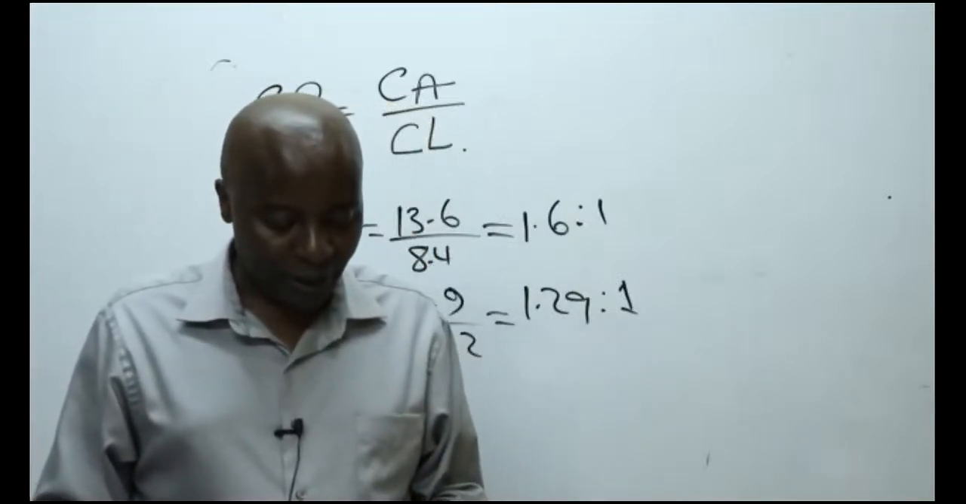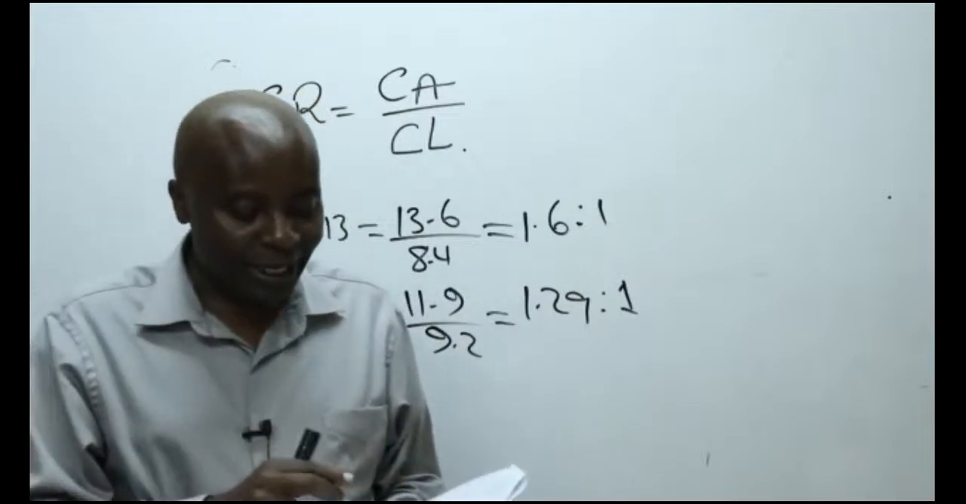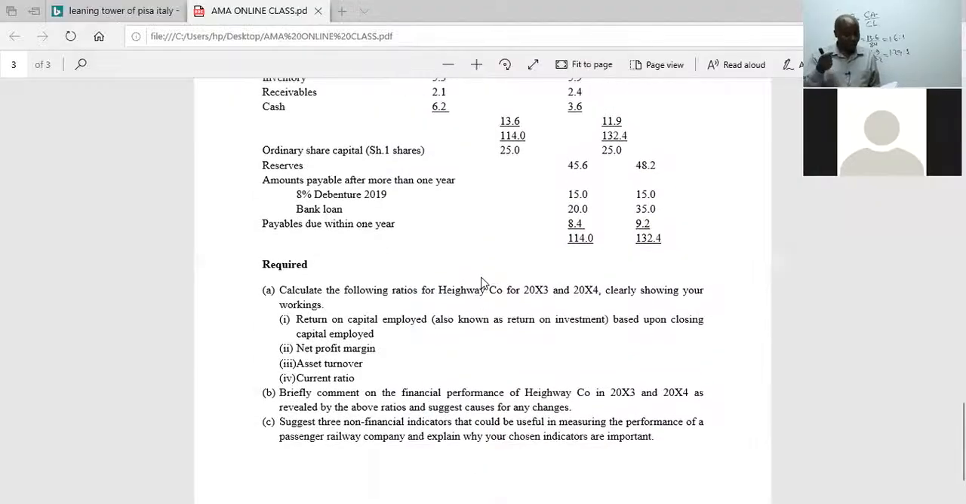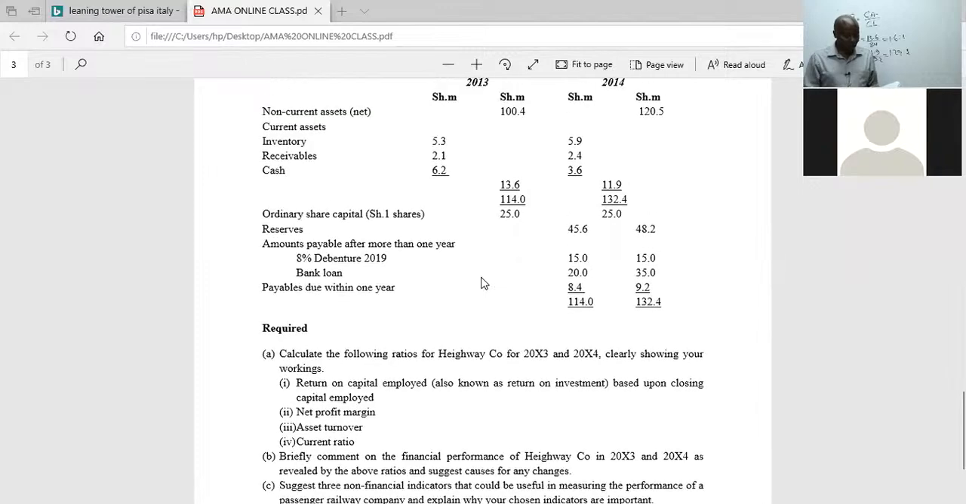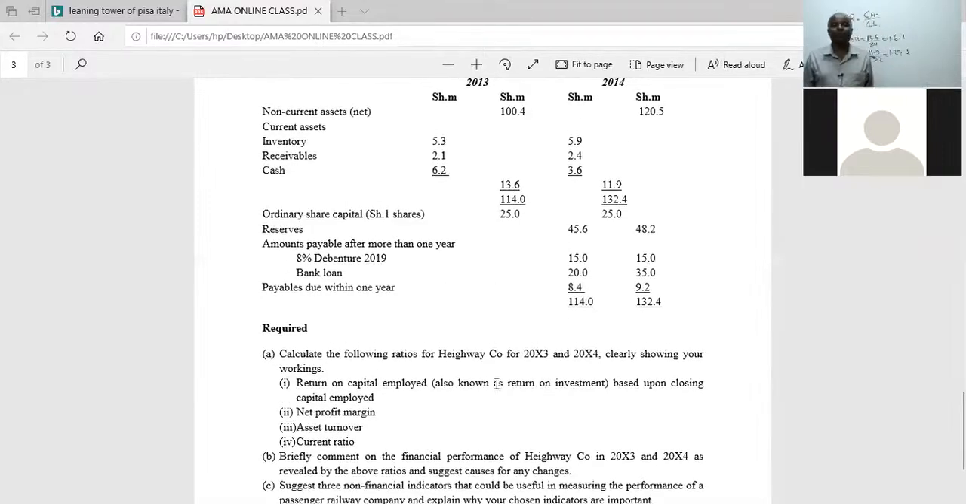Now look at part C. Part B is to briefly comment on the financial performance, which is what we've been doing. And then C, suggest 3 non-financial indicators that could be used in measuring the performance of a passenger railway company, and explain why your chosen indicators are important.